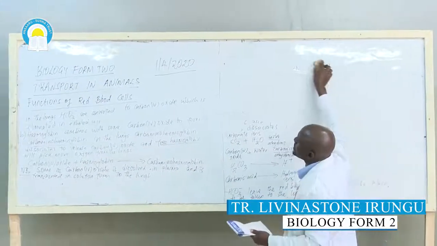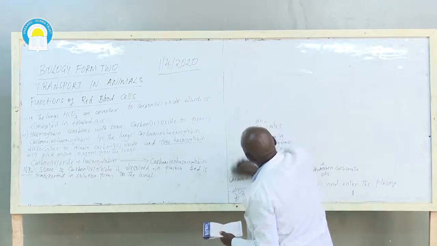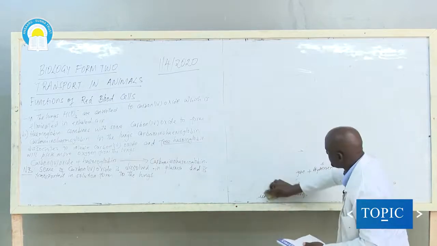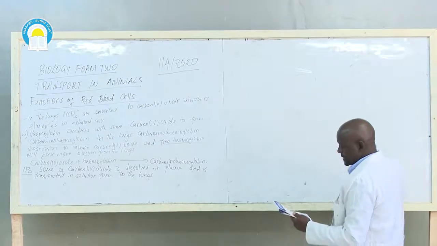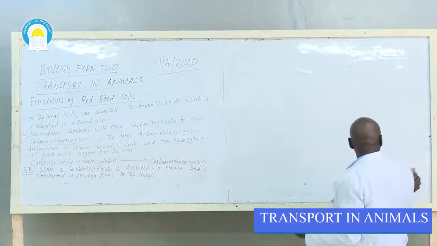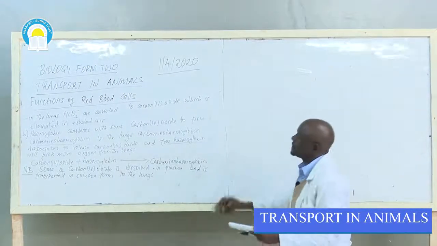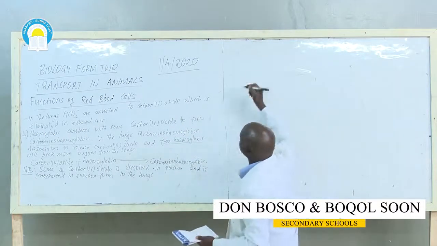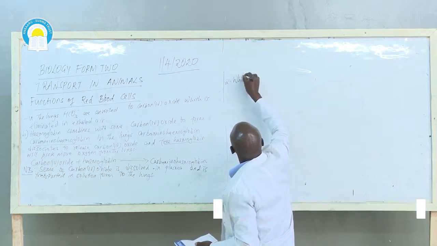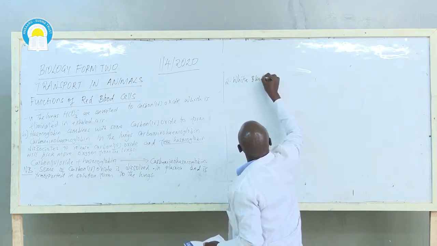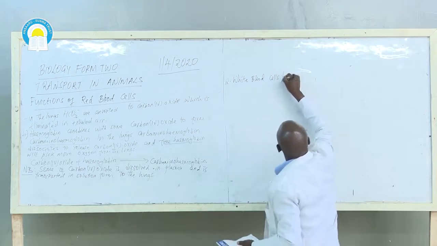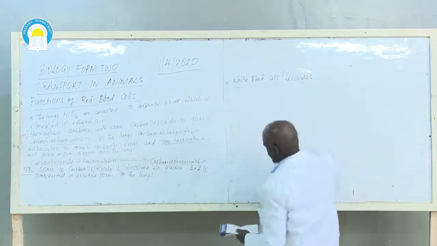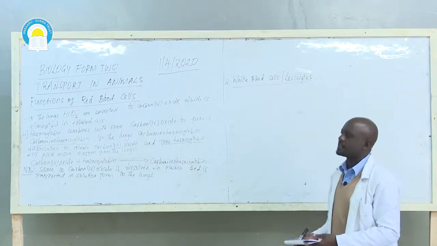So we are going to look at the other cellular component of the blood tissue, which are the white blood cells. So that will be number 2. Number 1 was the red blood cells. So number 2, white blood cells, also known as leukocytes.